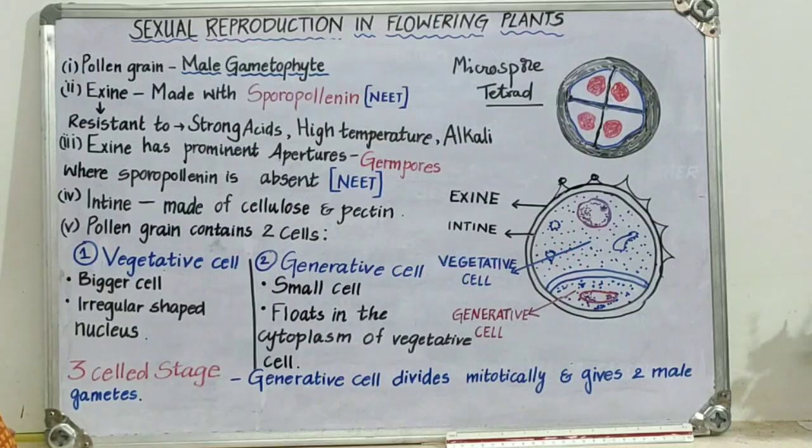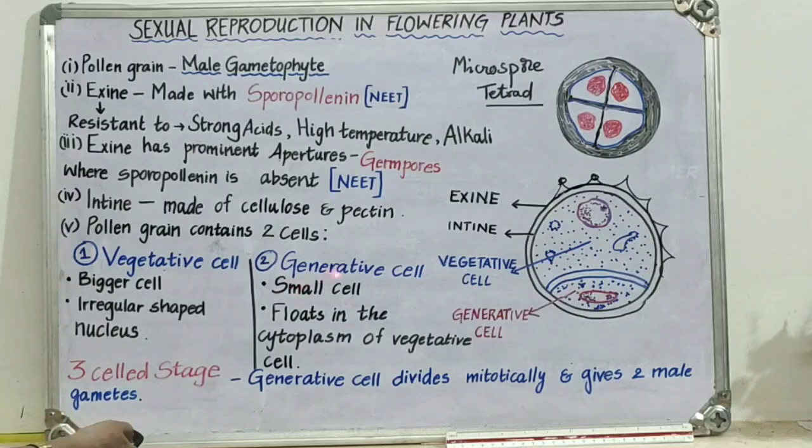Vegetative cell, how it is, and generative cell, how it is. So the vegetative cell here, as I told you, is bigger in size, a bigger cell. Then the generative cell is a small cell, or smaller in size. Second point under vegetative cell is that an irregular shaped nucleus is present. So we can see an irregular shaped nucleus in the vegetative cell. The nucleus is not completely spherical. It is irregular in shape.